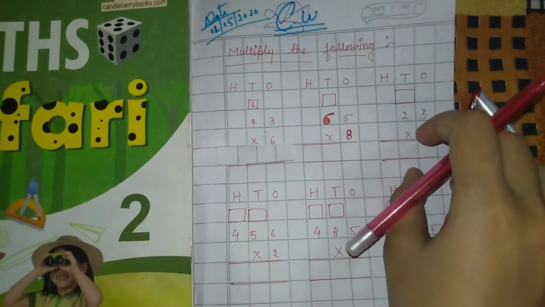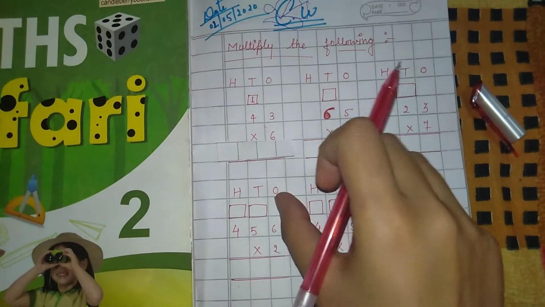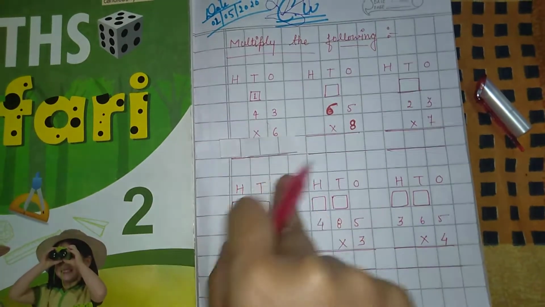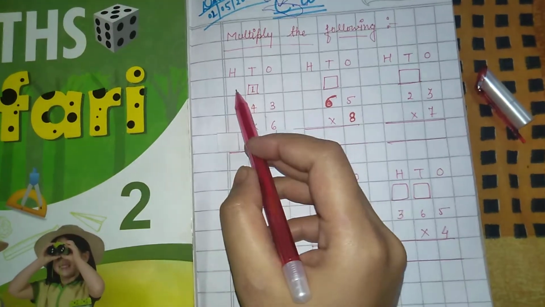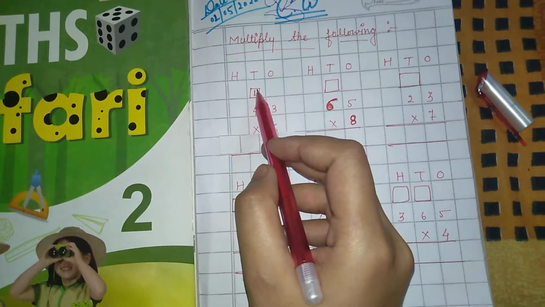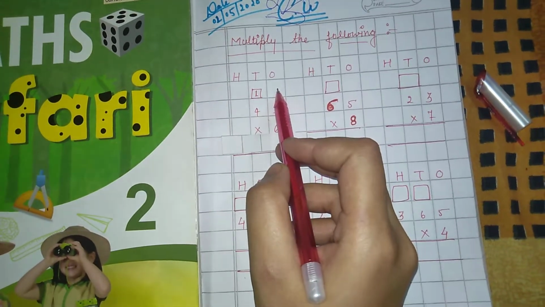Yesterday I explained simple multiplication to you. Today I am going to teach you carrying sums like these. Okay, so there is given H, it means 100. There is given T, it means tens. There is given O, it means ones.